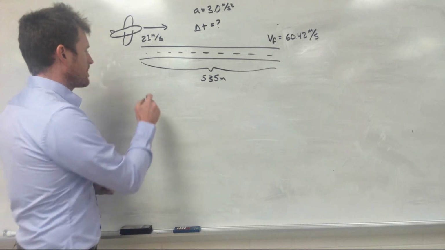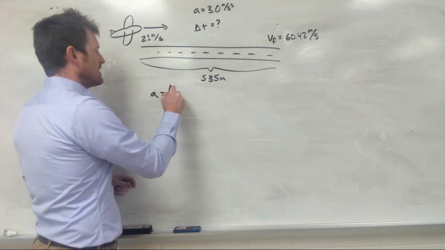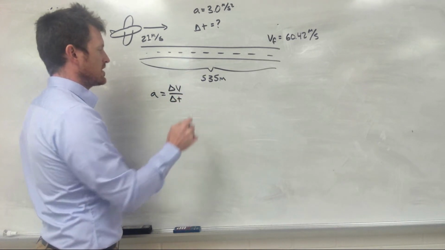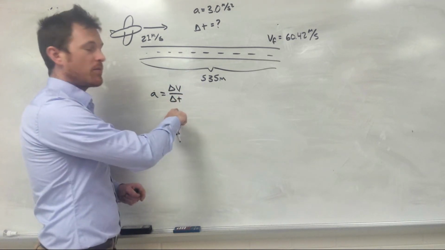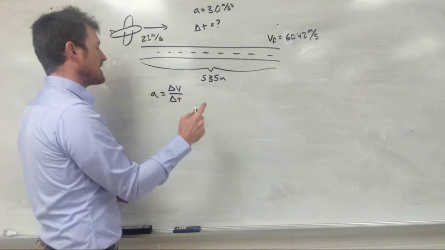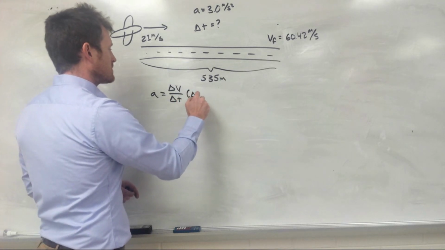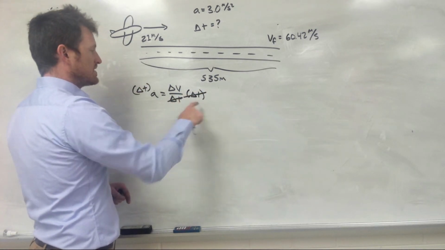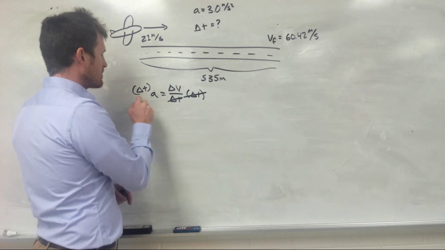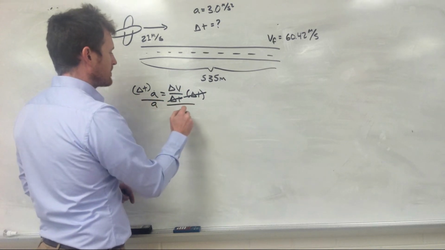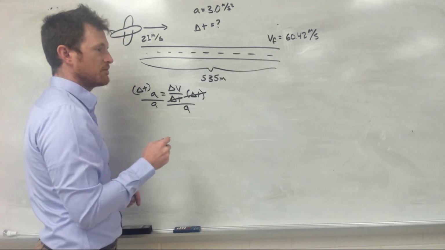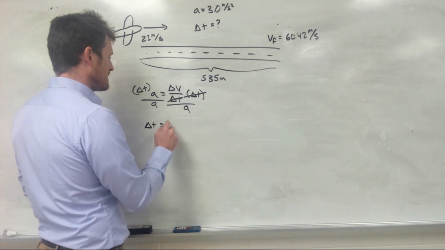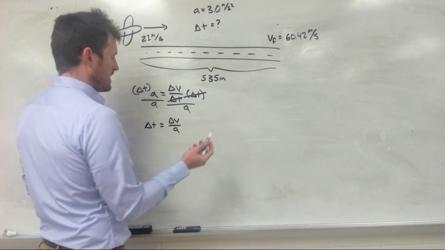Now, our equation that relates these three things is usually in the form delta V over delta T equals acceleration. Now, I need to get T all by himself so that I can solve for T. So we're going to start off by multiplying both sides by delta T. That gets rid of delta T on the right side. Now, I want to move acceleration from the left side to the right side by dividing both sides by a. And that leaves us with delta T is equal to delta V over a.